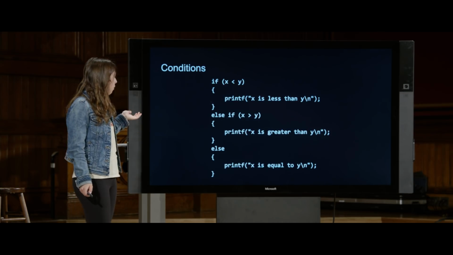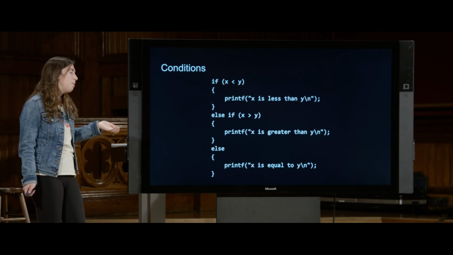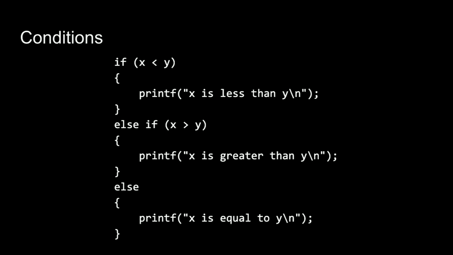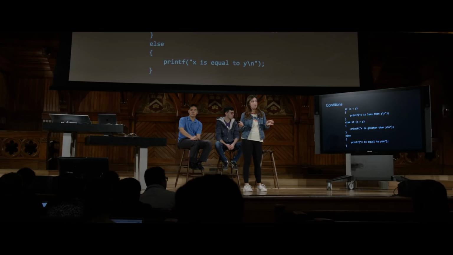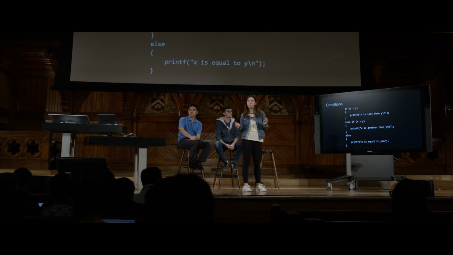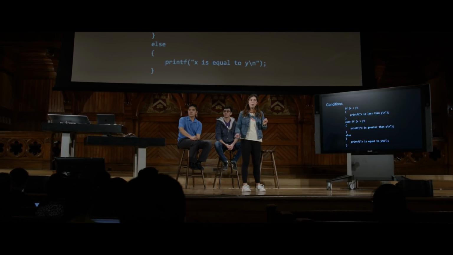For conditionals, they would look something like this. This is very familiar to you as well. You would write if x is less than y, print this, x is greater than y, else, etc. You know that if you have an ultimate condition, then you put it in an else without a Boolean expression, because anything else would fall under that condition automatically by not satisfying any of the previous ones. Questions about any of these things so far in C syntax? You're all experts, I know.